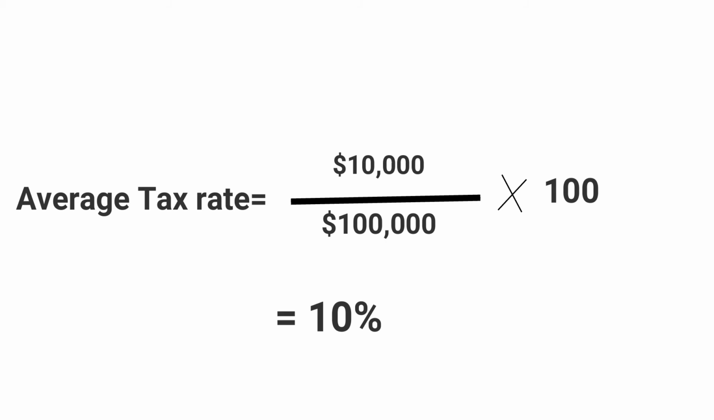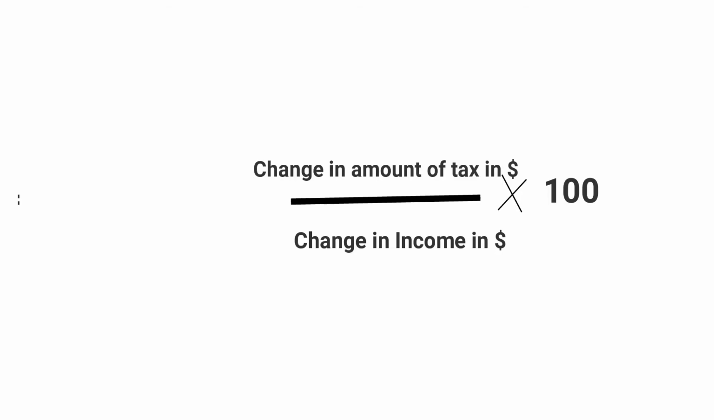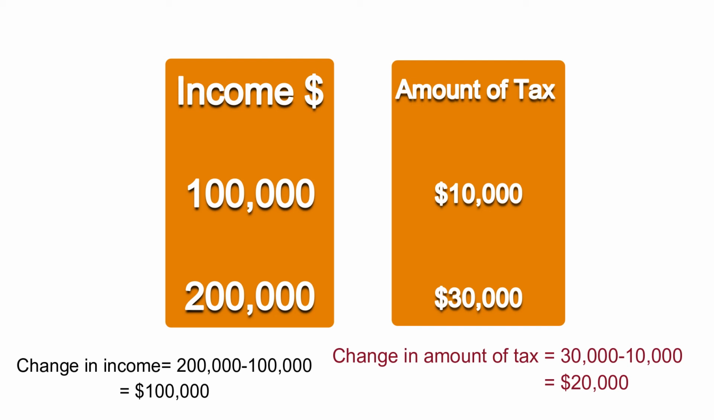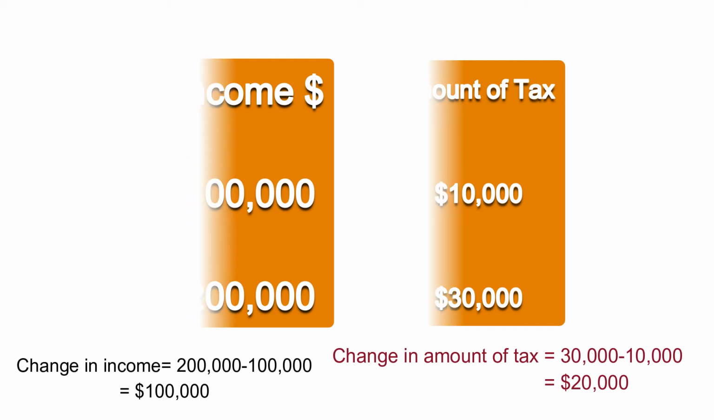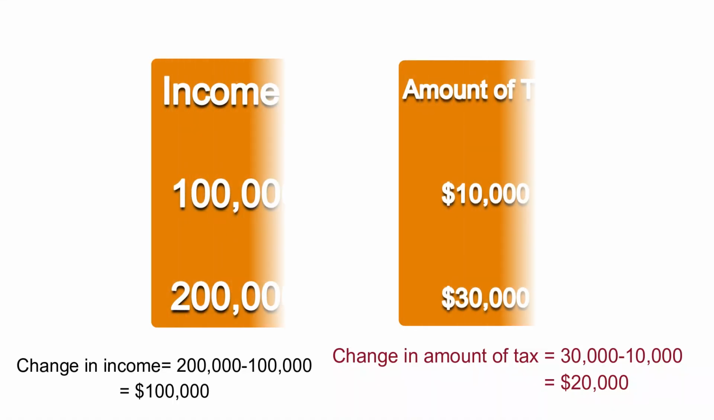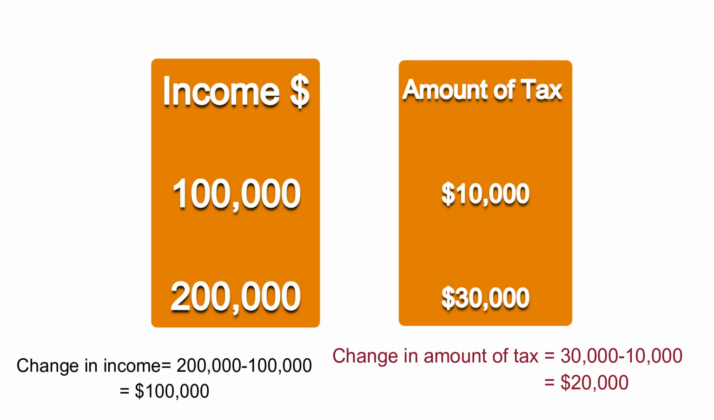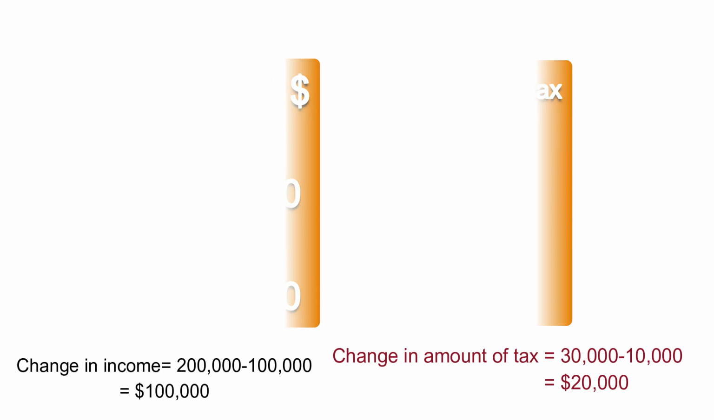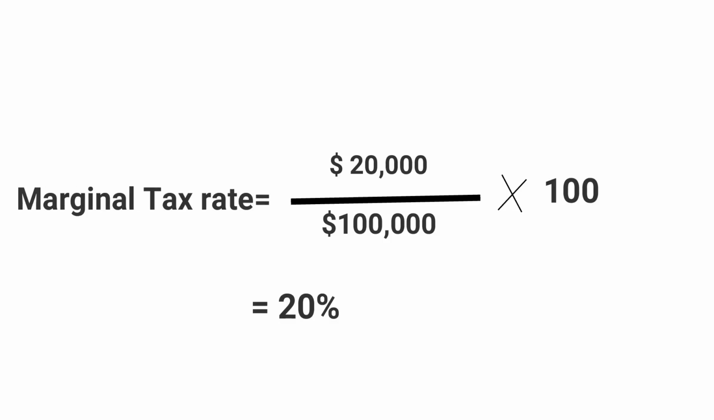And marginal tax rate is the ratio between the change in the amount of tax paid in dollars divided by the change in income, multiplied by 100. For example, if income is initially $100,000, the amount of tax paid is $10,000. If income increases to $200,000, the amount of tax paid is, let's say, $30,000. So the change in tax paid is 30,000 minus 10,000, equal to 20,000. And the change in income is 200,000 minus 100,000, equal to $100,000. So we can put the values: 20,000 over 100,000 times 100 is equal to 20%.